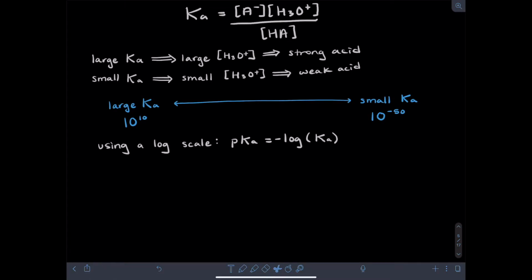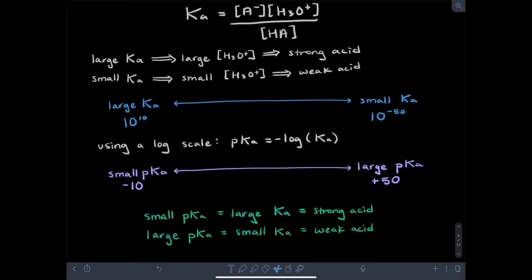Instead of looking at Ka directly, what we're going to do is use a log scale instead, and we'll define pKa as being equal to negative log of Ka. Once we convert our values to the log scale, then a small pKa is going to be something like negative 10, and a large pKa is something like positive 50.